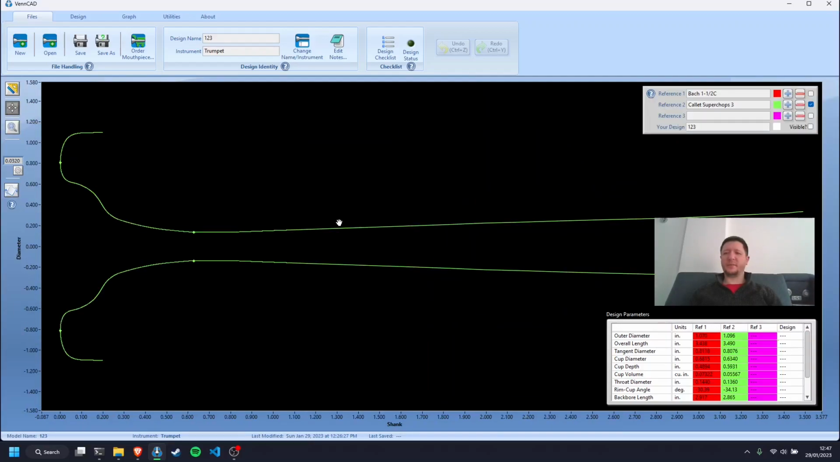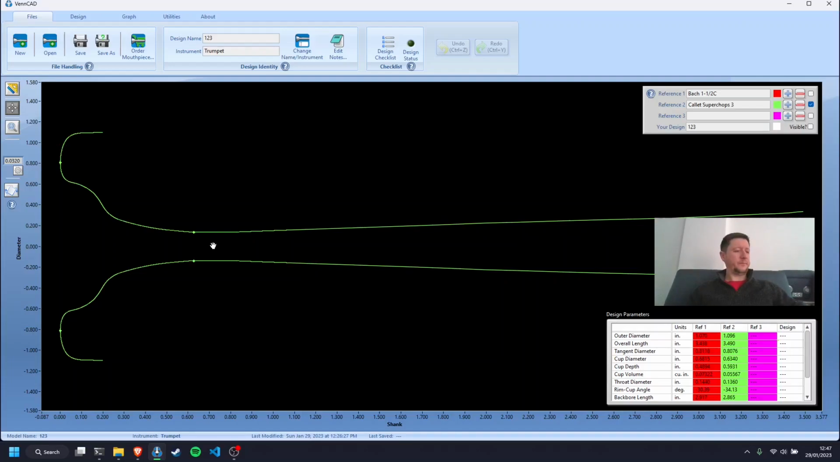It's probably a little better for our purposes to have it on the side, but this is the rim and the cup. This is our double cup design that you can see from the Super Chops 3 mouthpiece, and then the longer throat, which is quite a common Callet design feature.